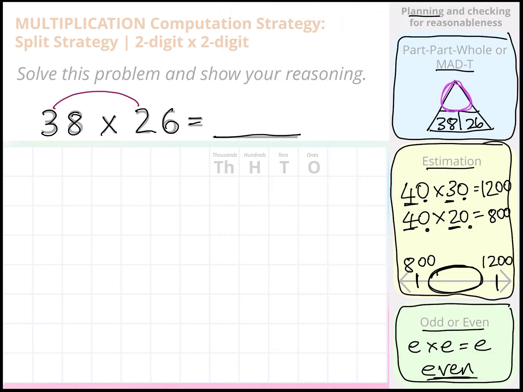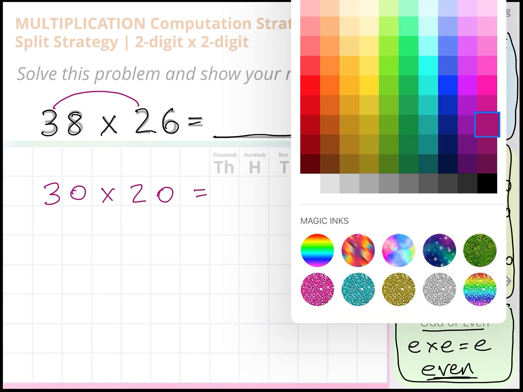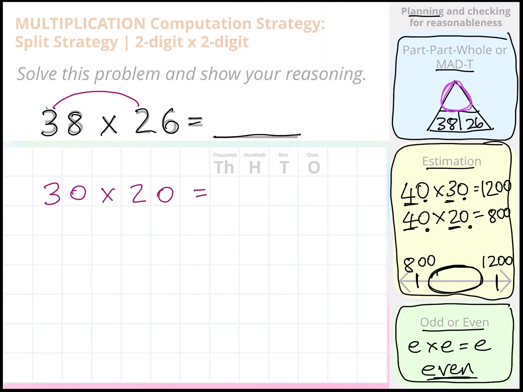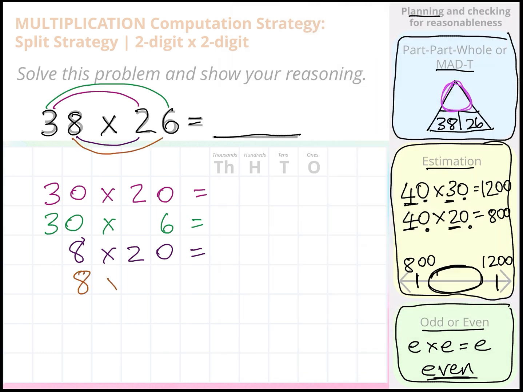I'm going to do 30 times 20. And then I'm going to do 30 times 6. And then I'm going to do 8 times 20. And then I'm going to do 8 times 6.